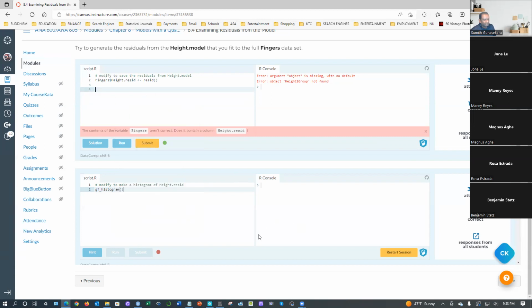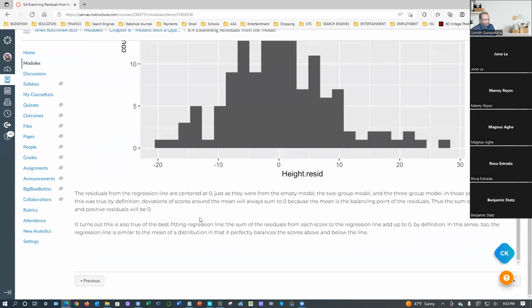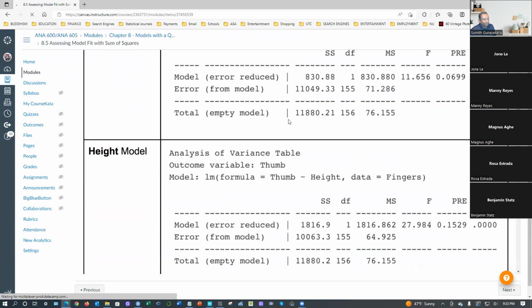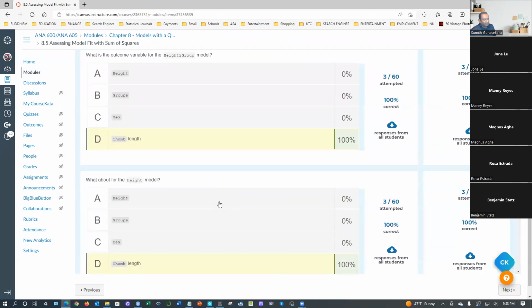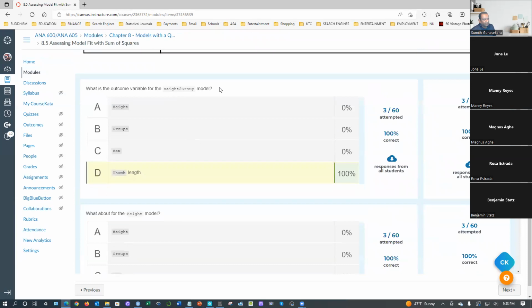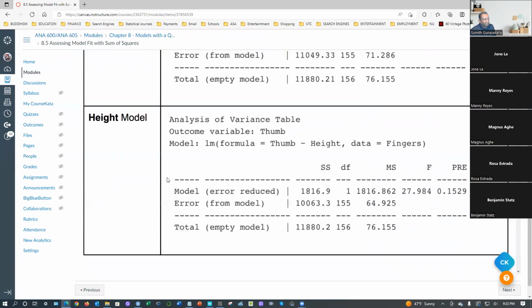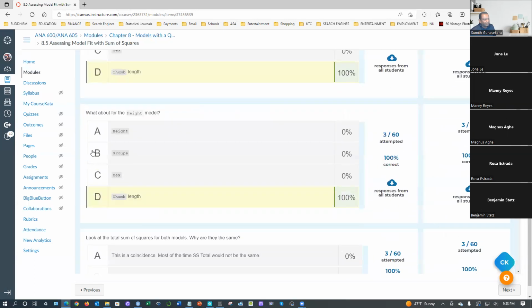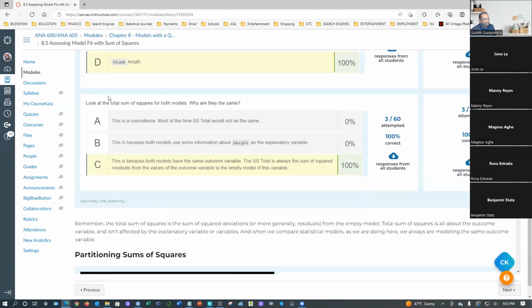But if you run those three and compare, this value is going to be on the empty model, the height model, this one. Again, they're going to ask about the height to group model. See what the outcome variable is for the height to group model. Some length, always. Some length. And what about the height model? Some length. Look at the total sum of squares for both models.